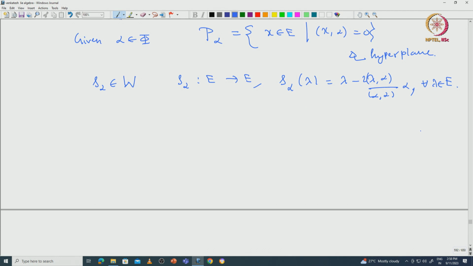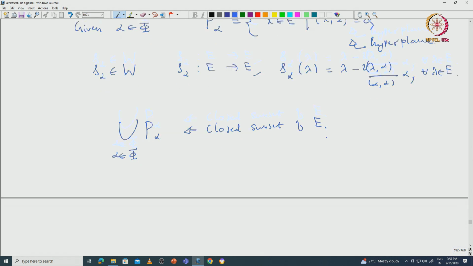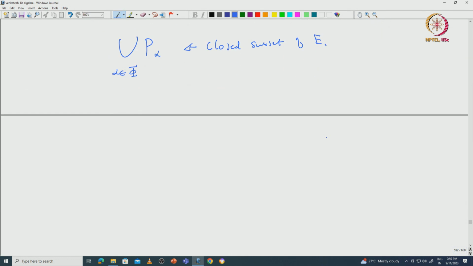Okay. So, now let us look at these hyperplanes which are perpendicular to these roots alpha. How many are there? There are only finitely many hyperplanes. If you take P alpha with alpha coming from phi, note that we can work modulo plus or minus, because P alpha will be the same as P minus alpha. Anyway, if you take the union of these P alpha, you can see that this is a closed subset of capital E, and it is just a union of hyperplanes.